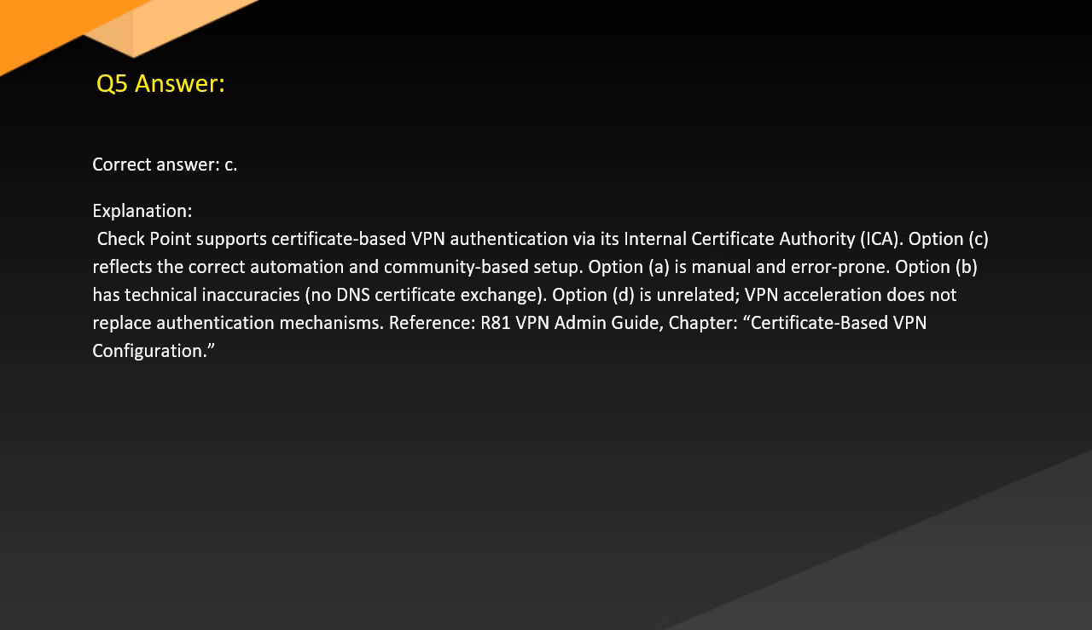Option A is manual and error-prone. Option B has technical inaccuracies regarding DNS certificate exchange. Option D is unrelated. Acceleration does not replace authentication mechanisms. Reference: VPN Admin Guide, chapter Certificate-based VPN Configuration.